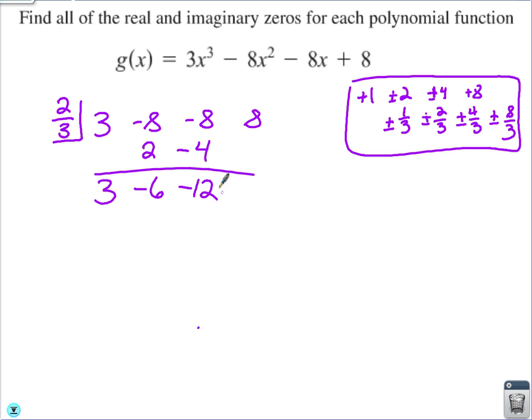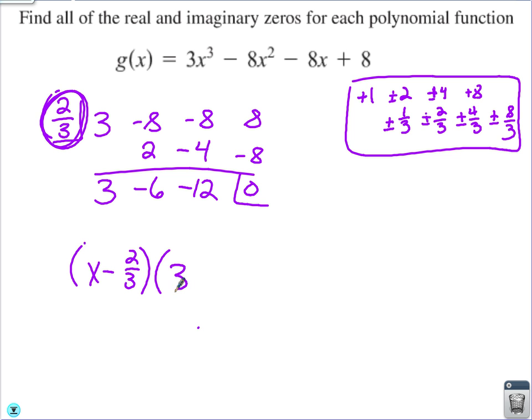2/3 times -12. 1/3 of -12 is -4, so 2/3 would be -8. Amazingly it worked, first time. So you just broke it into x minus 2/3. If 2/3 is the root, x minus 2/3 is the factor, and 3x squared minus 6x minus 12 is your new g of x.